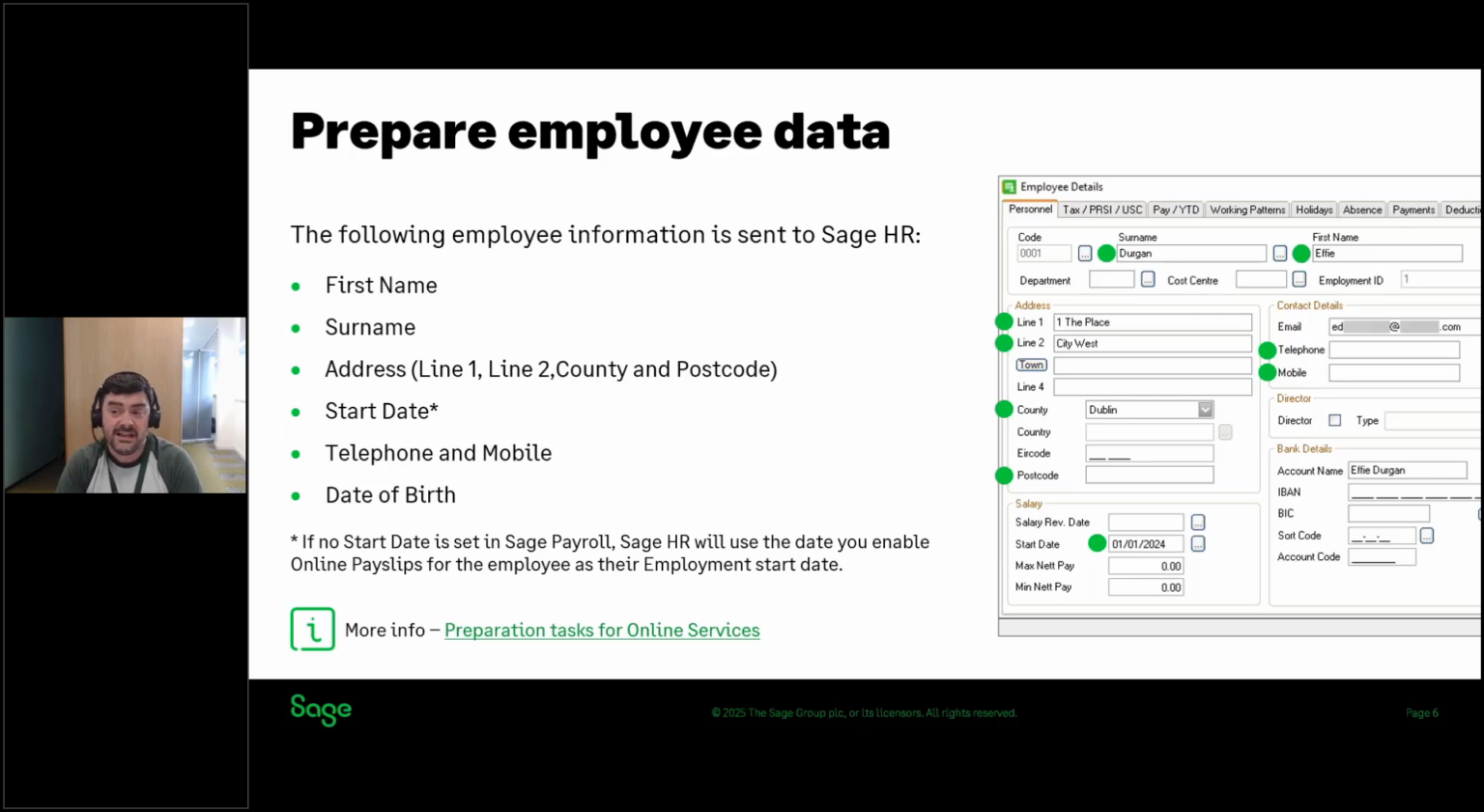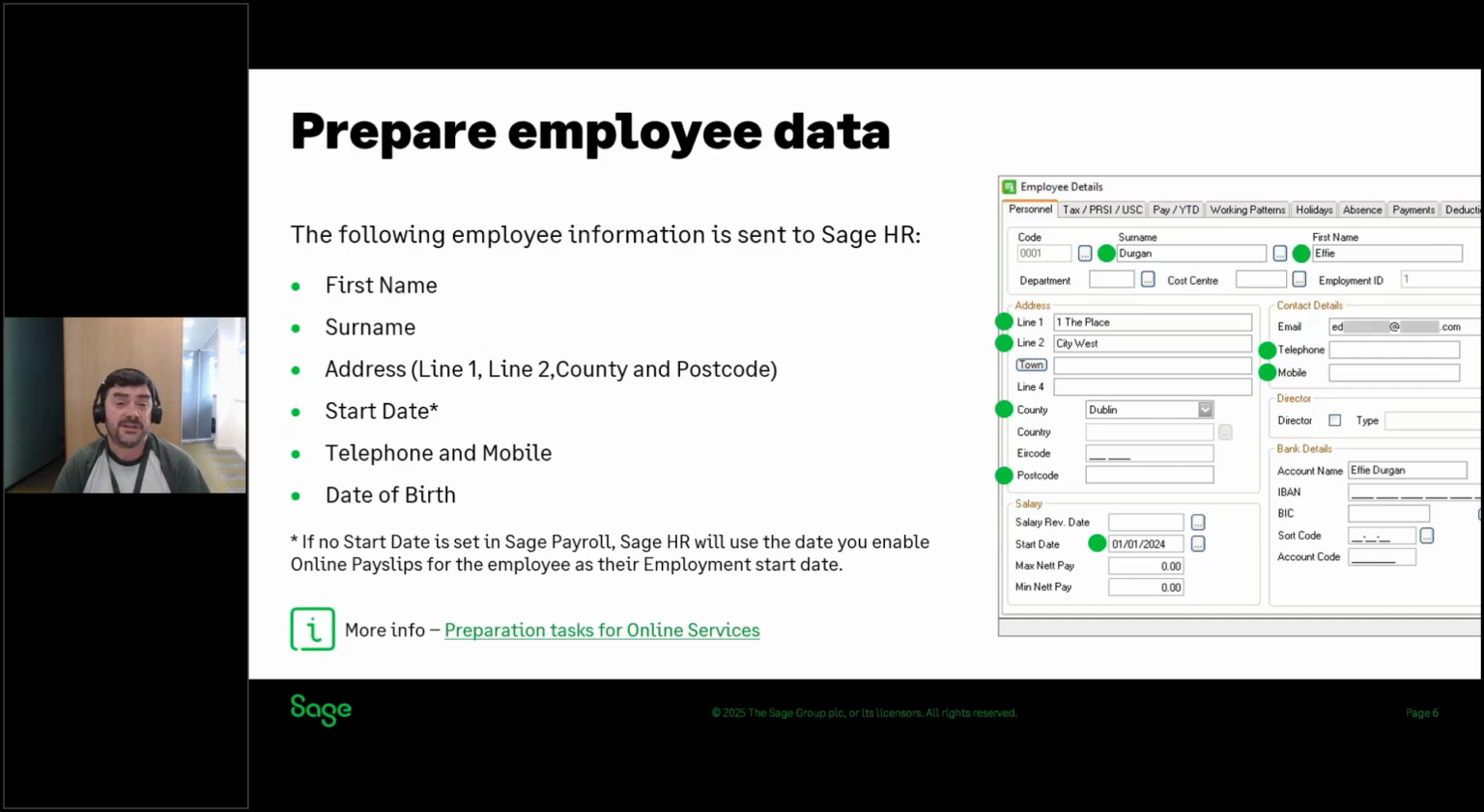Specifically, information from their record that is sent to Sage HR to create their profile includes their first name and surname, their address, the employee's start date, telephone and mobile numbers, as well as their date of birth. So we would recommend that you review your payroll data to ensure that these details are all accurate and up to date.